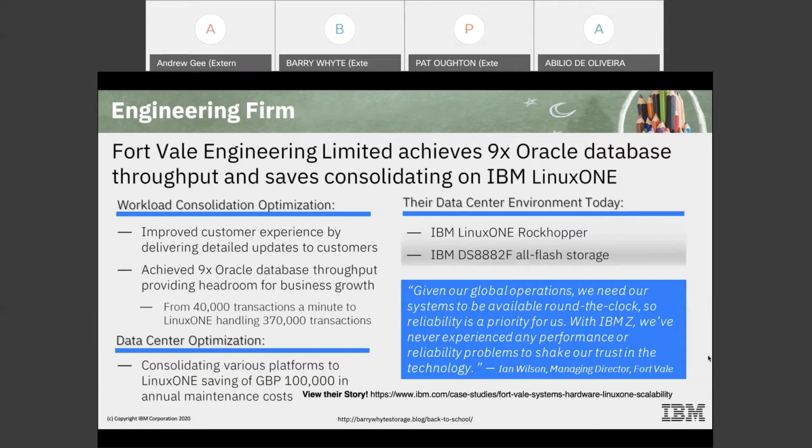They were struggling to meet the demand for the number of transactions. 40,000 a minute is what they were getting, and they were peaking. And moving to LinuxOne, they moved to 370,000 transactions. Again, no change other than moving it from one hardware platform to another. Didn't change the database, didn't change the application, just the same Oracle releases. Their consolidation saves them 100,000 pounds, Great British pounds, in annual maintenance costs. There's more information on their case study site, and some more comments around how they did it and why they did it.